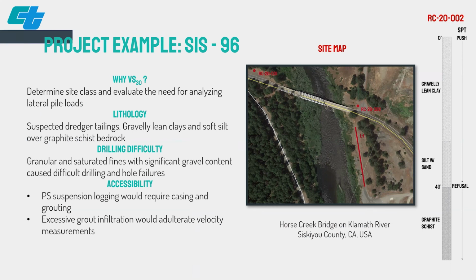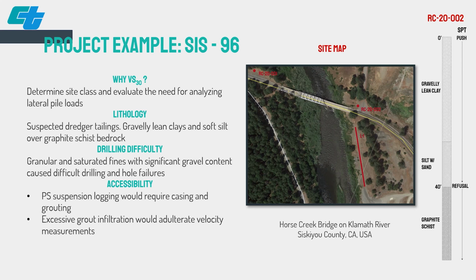This area and lithology are consistent with that of dredger tailings, fat clay with heavy gravel content, transition into silts and sands with a weathered graphite schist contact occurring at approximately 40-foot depth. These subsurface conditions did not lend themselves to drilling, causing difficulties and hole failures.